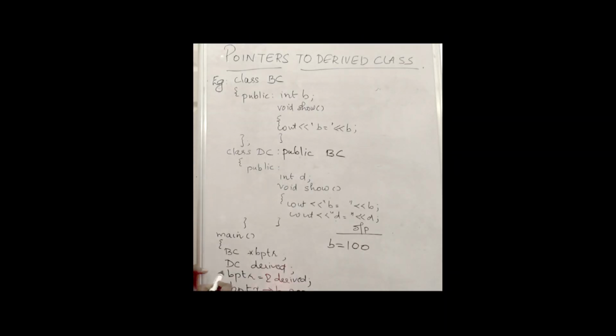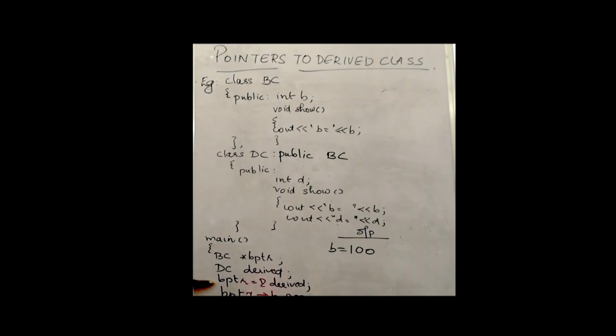Okay, now I have created an object of derived class. DC is the name of the derived class and derived is the name of the object, and to the BPTR I have assigned address of derived class object. BPTR equal to ampersand derived എന്ന് പറയുമ്പോൾ derived classന്റെ അഡ്രസ് ആണ് ഇപ്പോൾ ബേസ് പോയിന്ററിലുള്ളത്.